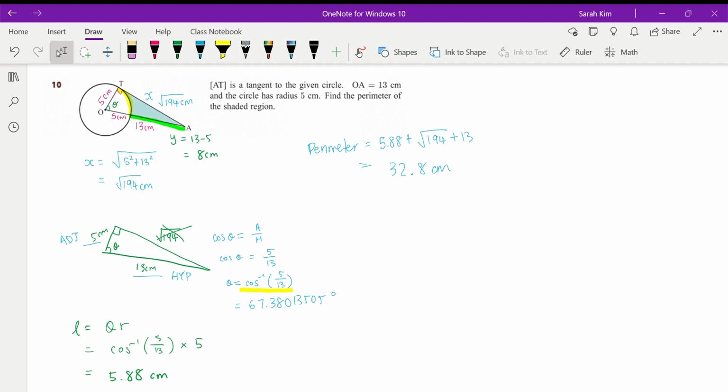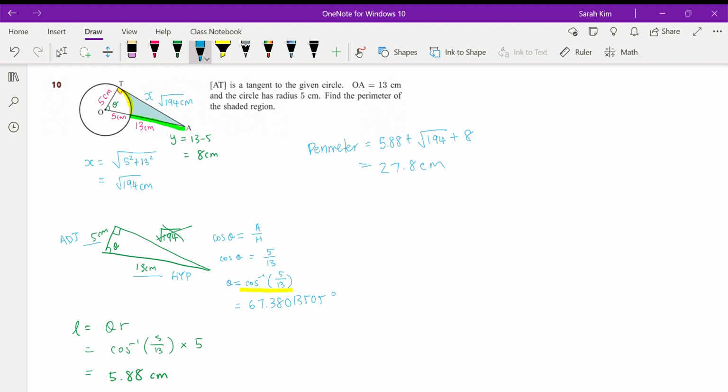Is this the right question? Where did we go wrong? Find the perimeter of the shaded region. What did I do wrong? Oh, I was meant to add 8 centimeters, not 13. So add that again. If I fix that up, I get 27.8 centimeters. Let's see if that was the answer. Still not right. 25.9. Okay, what did I do wrong?